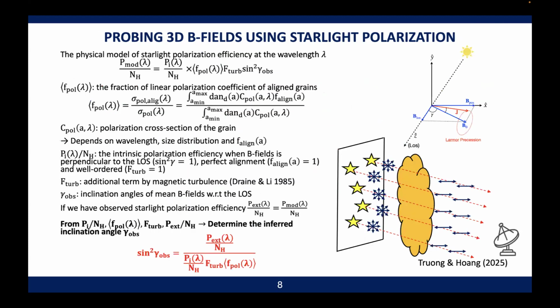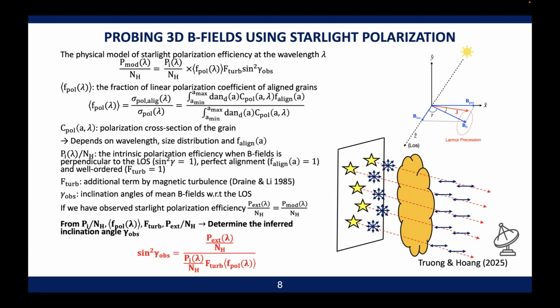So we also extend the new technique to trace the 3D magnetic field using the polarization from starlight absorption. And to do that, we also developed a physical model of the starlight polarization efficiency. It also depends on 4 main factors, the same as what we did in the thermal dust polarization. However, for starlight polarization, it's sensitive to the observed wavelength and also the grain size. So instead of using the FLI as I introduced earlier, we're using the F-pole. This is the fraction of the linear polarization coefficient of a grain size over the total polarization coefficient of the whole grain size distribution, and it depends on the wavelength, size distribution, and also the grain alignment degree for a certain grain size.